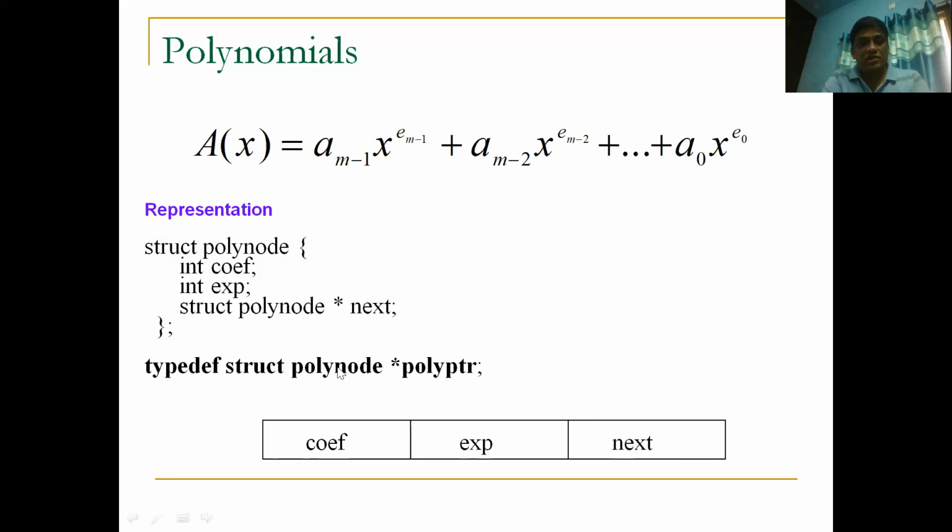Okay, and please observe this. I'm using this typedef to redefine this entire thing, struct polynomial polynode star, as a polypointer. So from now onwards, I will make use of this polyptr to create a new node.